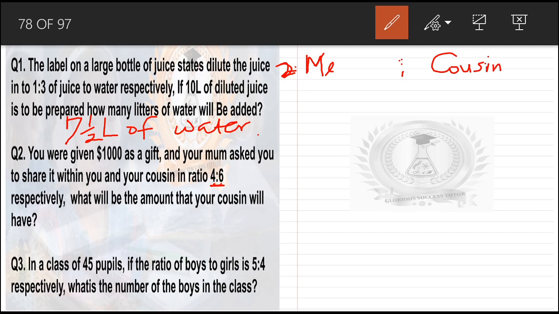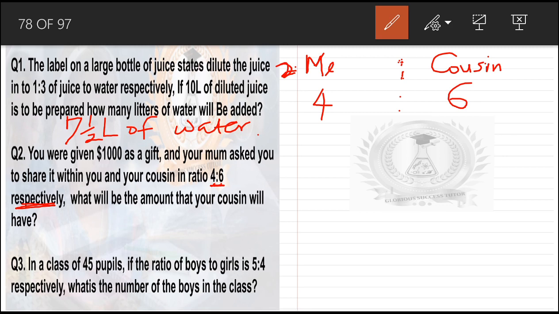So whenever you're answering a ratio question, I want you to state this out. You understand it now? What are you dividing, between who? You and your cousin. Good. In the ratio of what? 4 to 6 respectively. See, this was included. 4 ratio 6. Are you getting that now?